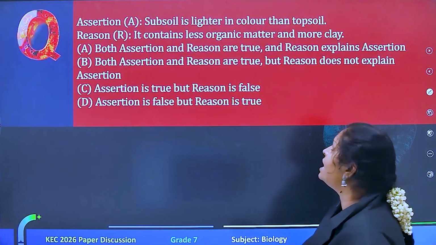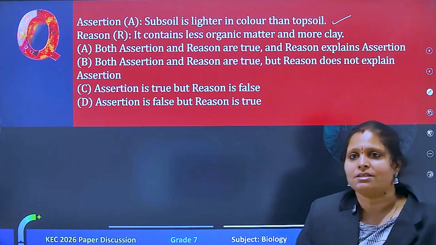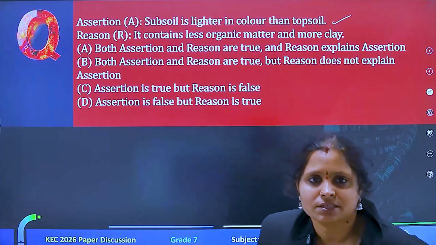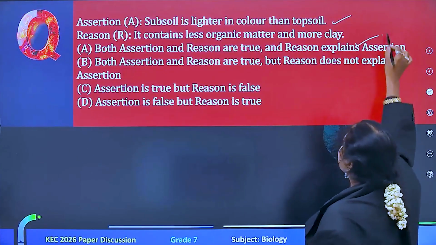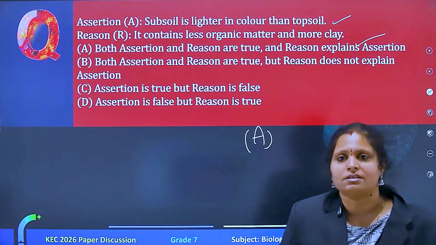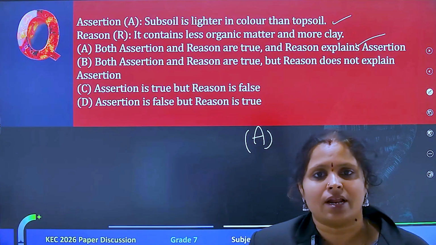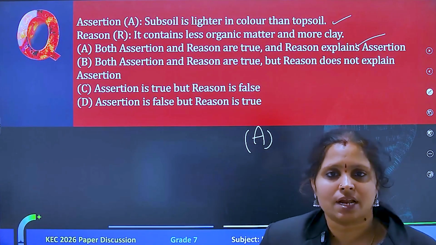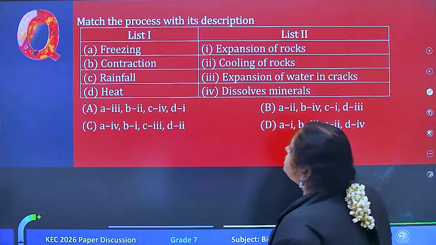Subsoil is lighter in color than topsoil. Correct. And it contains less organic matter and clay. Both assertion and reason are correct, and the reason is the correct explanation of the assertion. Subsoil is lighter in color than topsoil, it contains less organic matter and more clay. Very good.